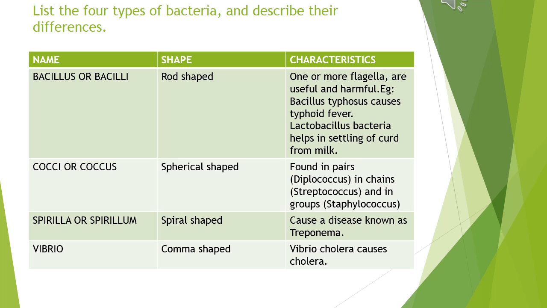Then cocci or coccus, shape is spherical. Characteristics: found in pairs, that is Diplococcus, in chains, Streptococcus, and in groups, Staphylococcus. Next is spirilla or spirillum, shape is spiral, causes a disease known as treponema. Then vibrio, shape is comma shaped. Vibrio cholerae causes cholera.